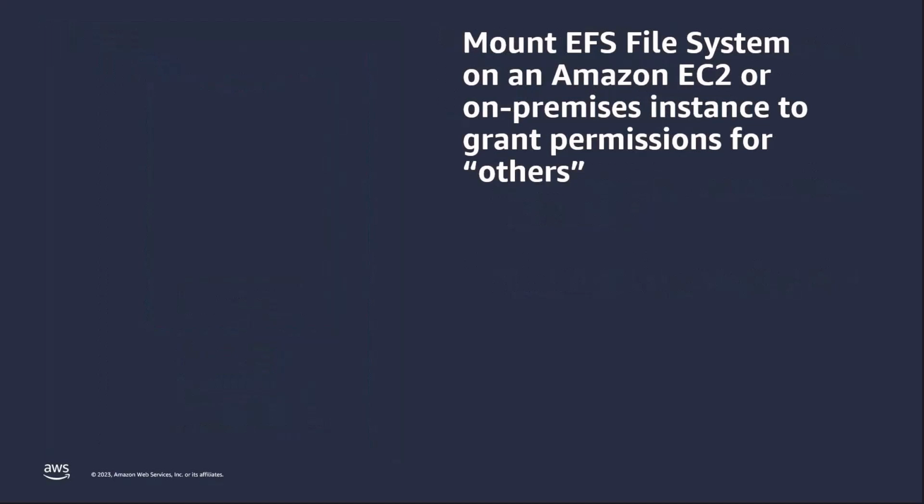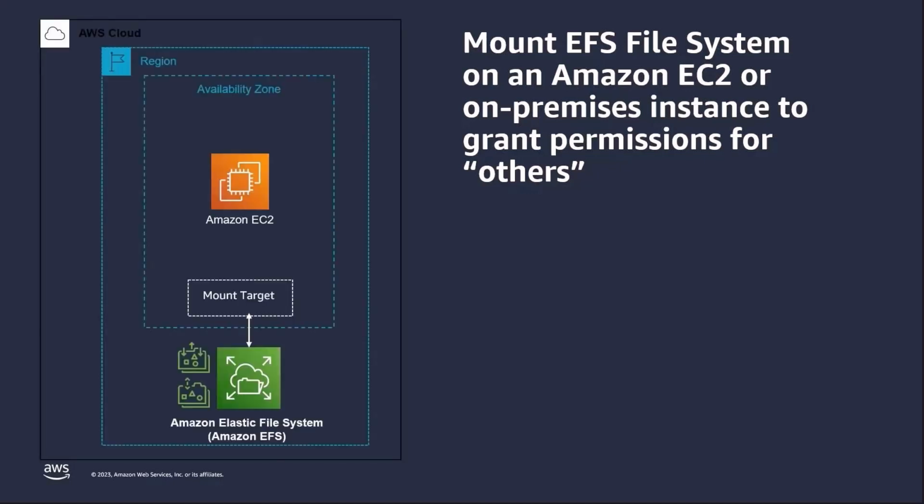In this step, we will mount the EFS file system on an EC2 instance to grant permissions for other users. By default, only root user has privileges on the file system. Before we can mount the file system in an EC2 instance, we have to update the mount target security group to add an inbound rule to allow access on port 2049. The source will be EC2 security group.